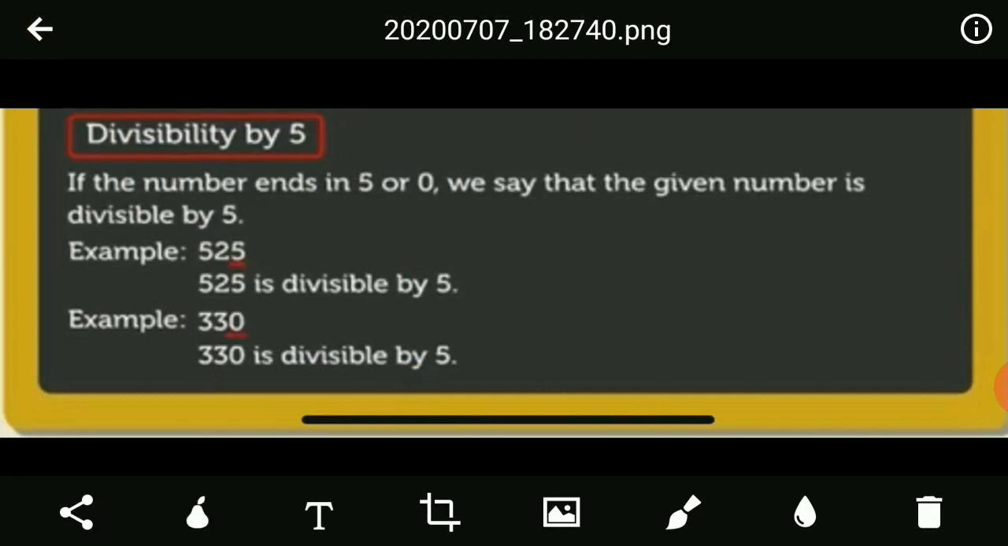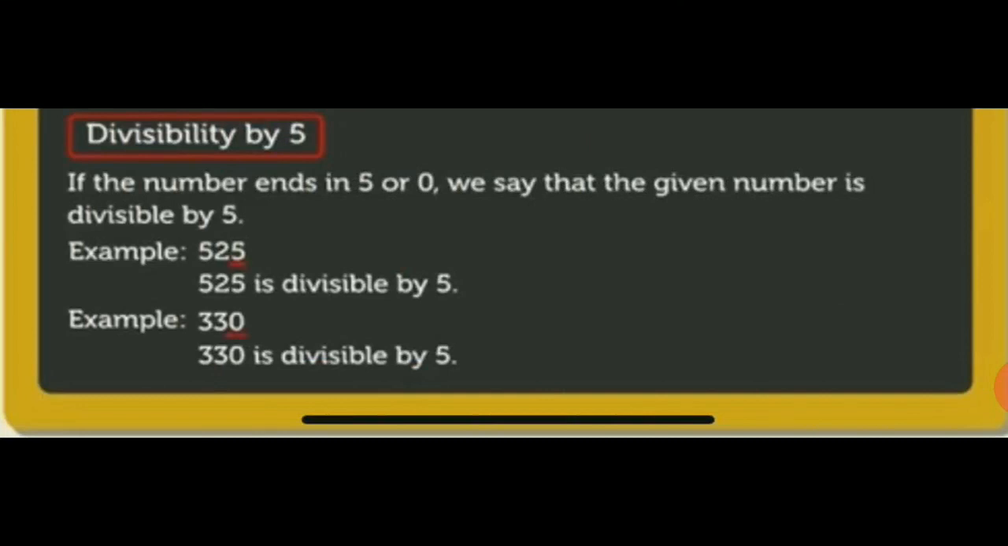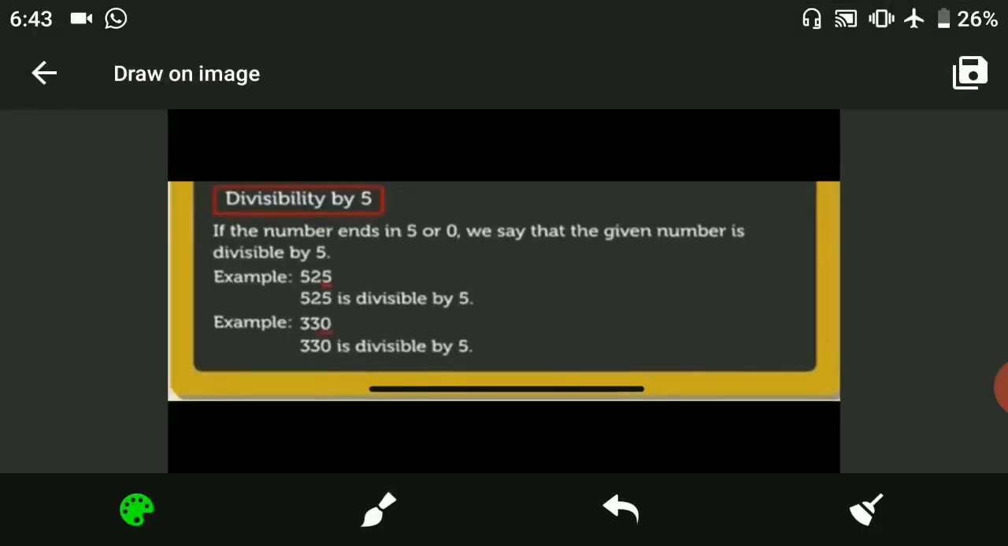Now, next is divisibility by 5. In this, students, you have to check whether the number ends in 5 or 0. Then we can say that the number is divisible by 5. For example, see the first example, 525. This number is ending in 5. It means that without checking the division, you see the last digit is 5, so this number is divisible by 5. Now, see 526. You have to check the last digit. It is 6. 6 does not come in the 5 table, so it is not divisible by 5.